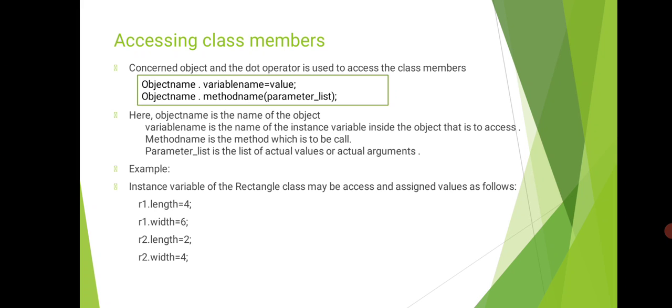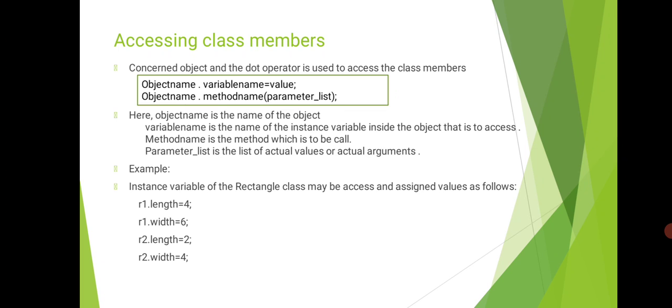The variable names length and width are the variables of the rectangle class, that is, instance variables of the rectangle class. So when you create r1, at that time r1 has length and width, right? So here I want to store length 4 and width 6 for r1, which means r1.length is equal to 4 and r1.width is equal to 6.